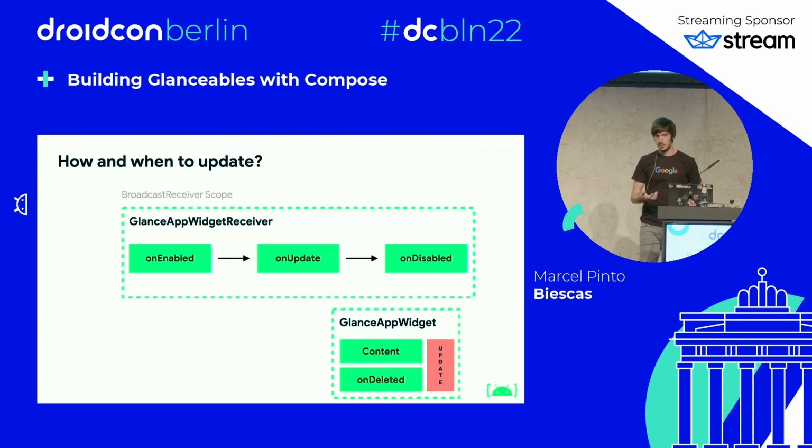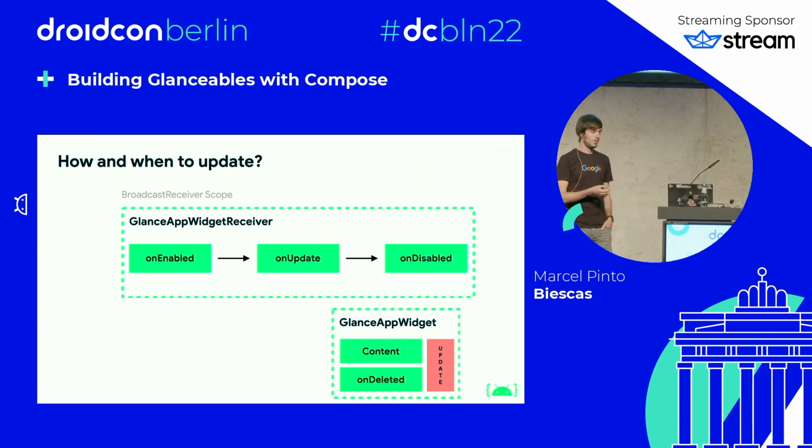On top of this, there is our Glance app widget receiver. This is the class that handles all the lifecycle events, per se, that the system will tell to our receiver. And it's important to understand that this receiver is underneath a broadcast receiver. So whatever you are doing in those methods will be inside the broadcast receiver scope. That means that you should not block that thread.